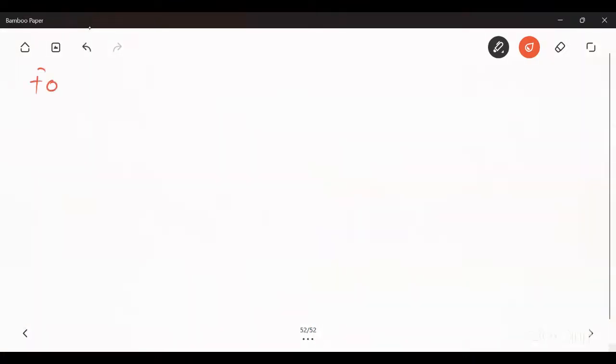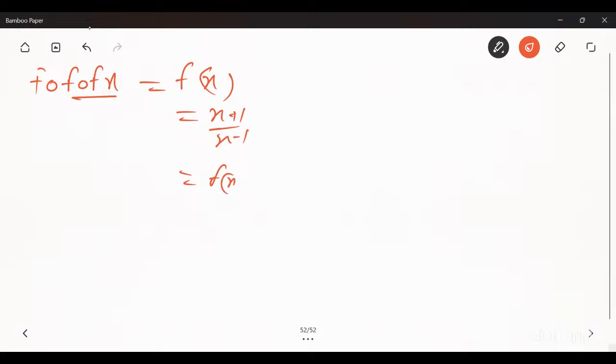We have to find f of f of x. That value is x. So f of x is equal to x plus 1 upon x minus 1. That means f of x will be your answer. Now come to the next question.